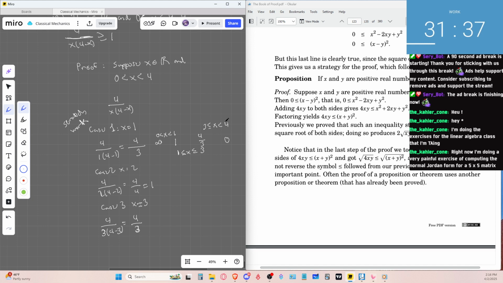Doing a very painful exercise of computing normal Jordan form. Oh, for a 5x5 matrix. Ugh, that sounds pretty ugly. No.